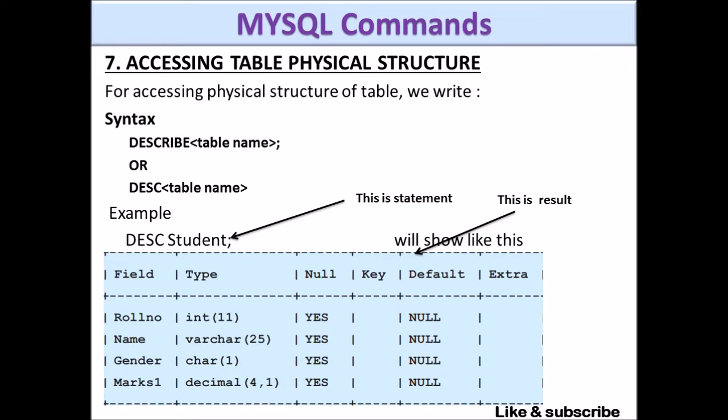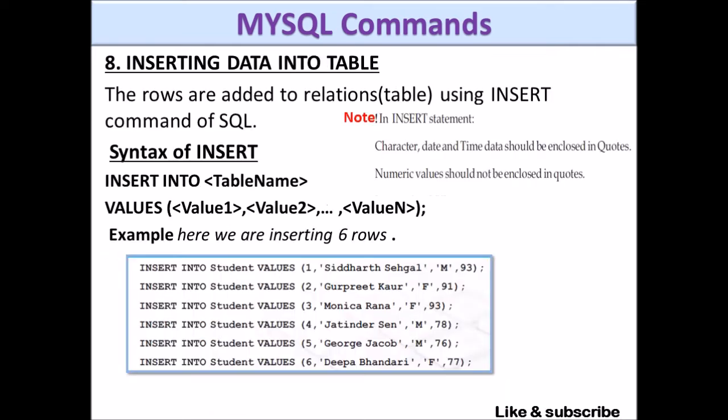Next is inserting data in a table. Till now we have just created a physical structure. Now in this physical structure we have to insert rows. We have created the names of the columns, but now we have to provide values to those columns. Rows are added to a table using the INSERT command. So with the insert command we can insert values in a table.